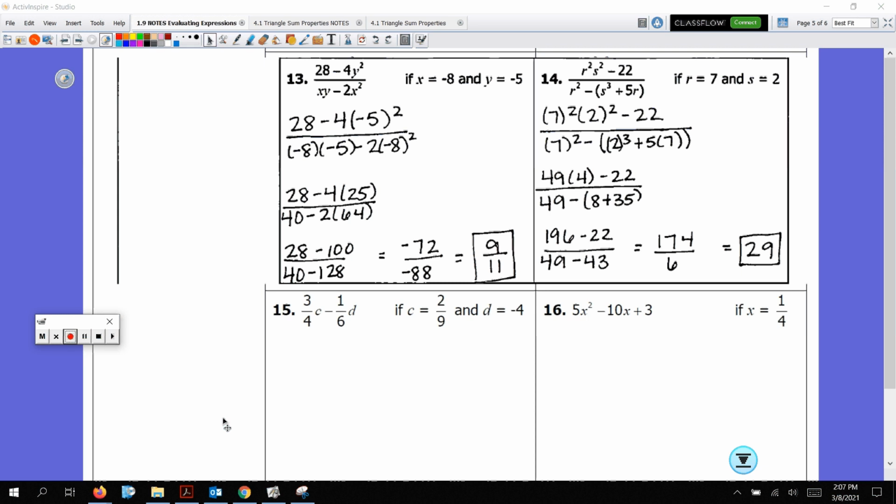All right, so if you got a funky number for 13, that does sometimes happen, and I'm sorry if you were frustrated and thought you made a mistake somewhere and had to go back, but your final answer in reduced form should have been 9/11.